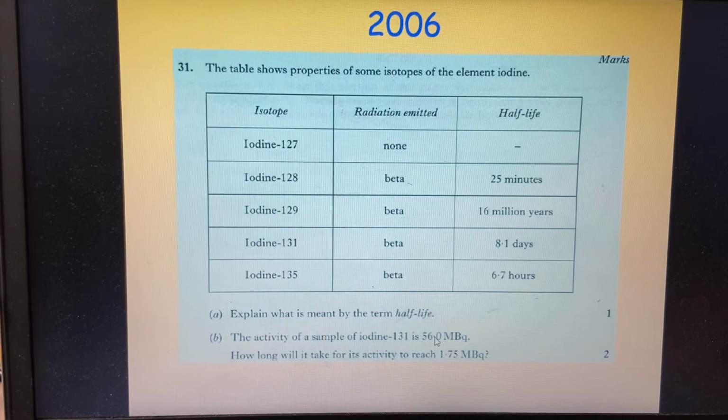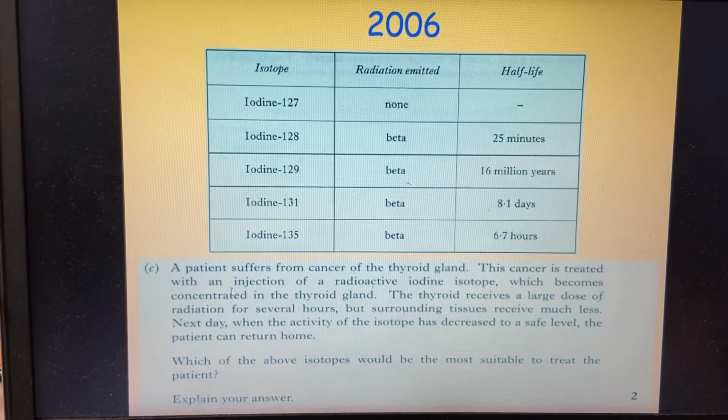So you'll start at 56 and just half it until you get down to 1.75. You then will look and count the arrows, not the numbers, count the arrows. Whatever that number is, you would then just multiply it by the number of days for its half-life, which is 8.1. Okay?